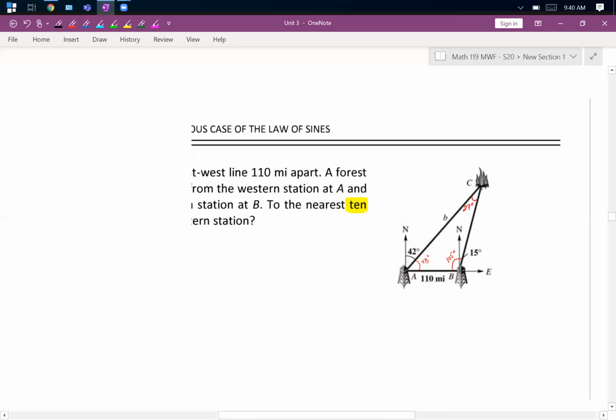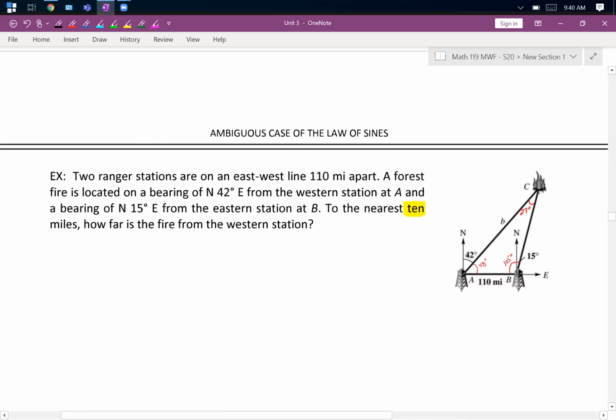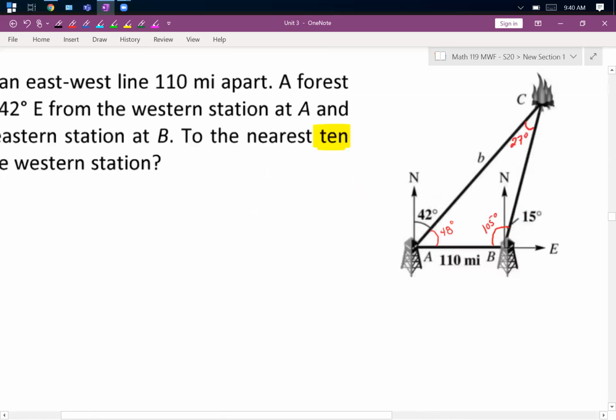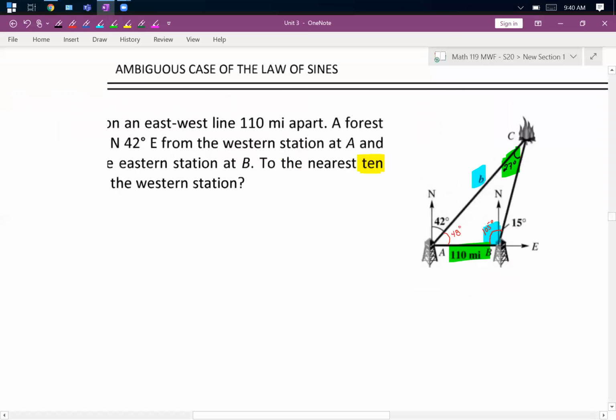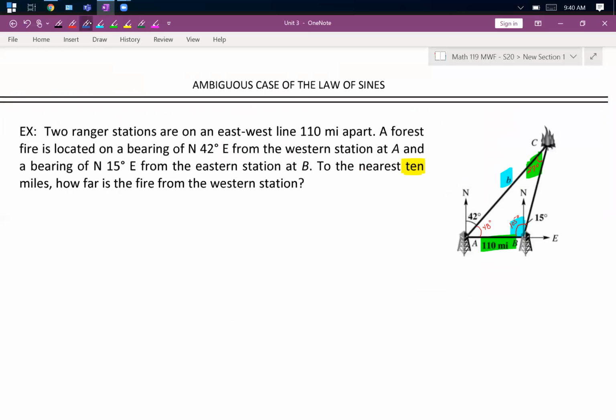All right, what are we finding? How far is the fire from the western station? So we're trying to find side B here. Notice that we have a known pair. So that tells us law of sines. And then we'll use angle B and side B for the other half of our proportion. That'll be 110 over sine of 27 degrees equals B over sine of 105 degrees.